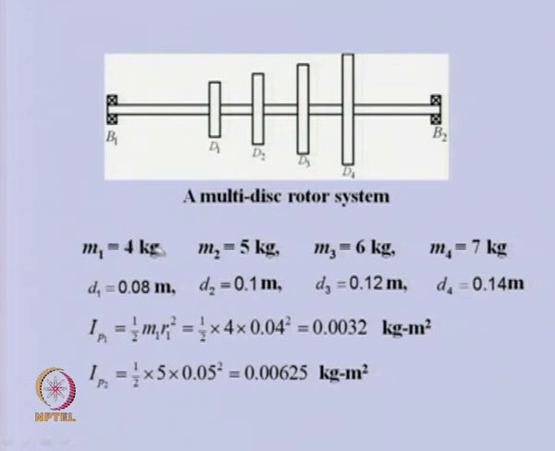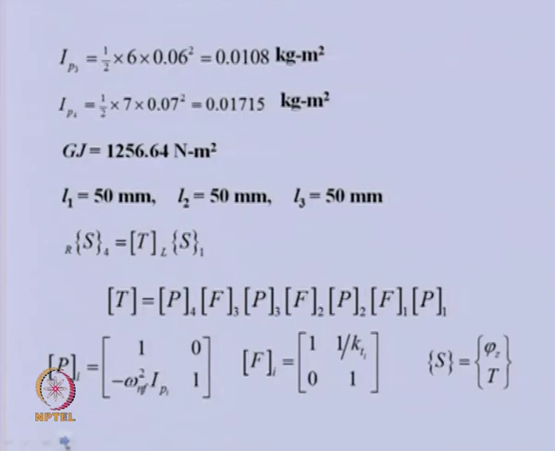So, we can use this to obtain the polar moment of inertia of the various discs. You can see there are 4 discs having different masses. These are thin discs, they have different diameters. So, we have calculated their polar moments of inertia. These are the polar moments of inertia.